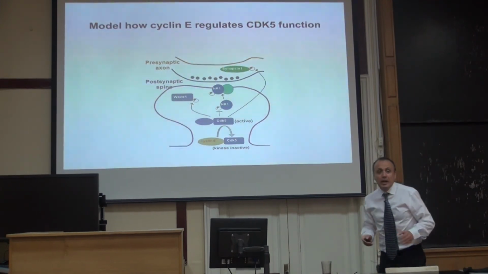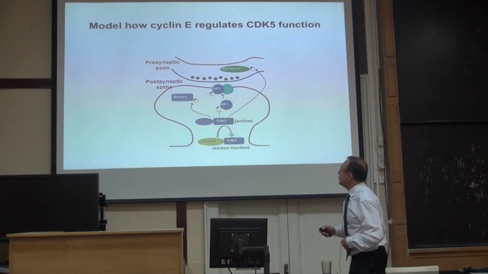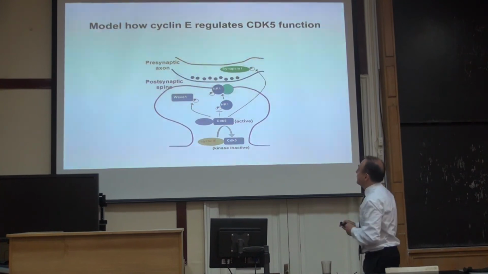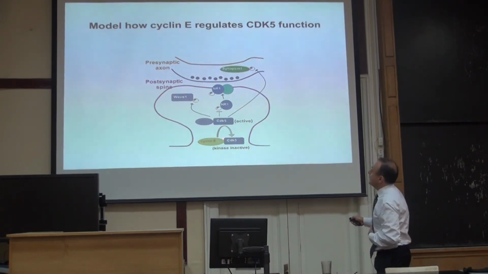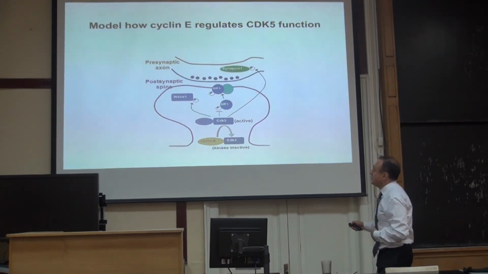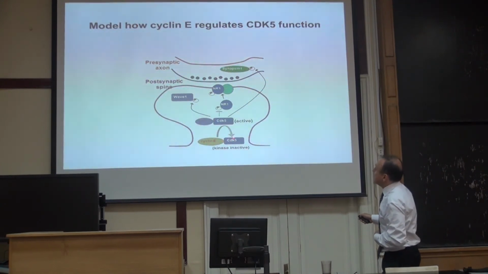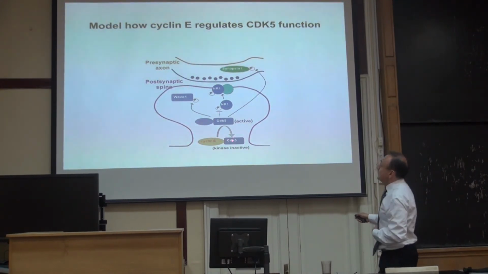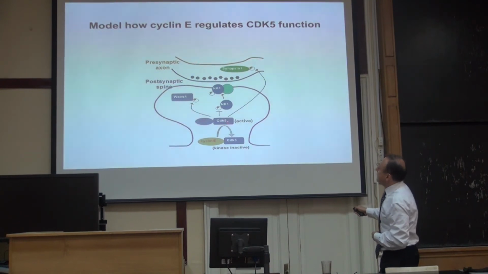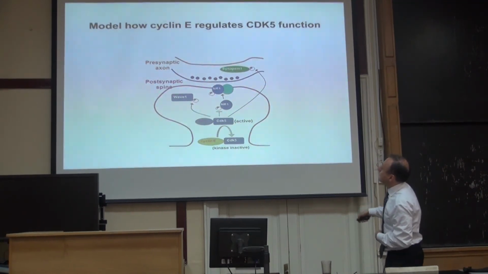So that's it. So in summary, I told you about a new function of cyclin E in the brain, in non-proliferating tissue, and I mentioned that cyclin E binds CDK5 and inhibits its activity, and therefore CDK5 can be in either an active form together with a classical activator P35 or together with cyclin E. In this way, cyclin E controls the phosphorylation of those synaptic proteins.